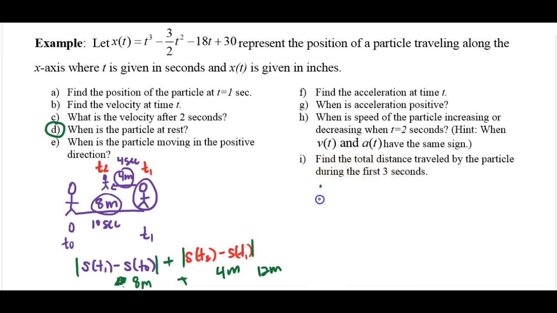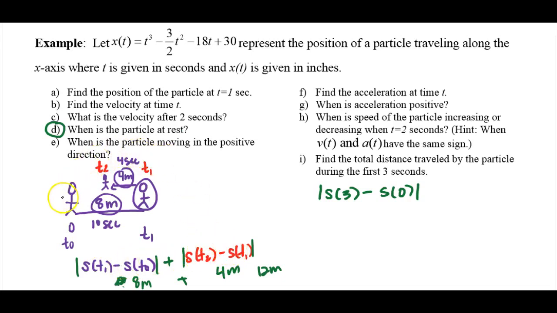So in order to calculate the distance, what I would need to do is just find the position at 3 seconds, so what's s of 3, and subtract the position at time 0. So where I ended up after 3 seconds minus where I started at time 0, and take the absolute value of those two positions, and that will tell me how far I traveled. But if I had stopped somewhere between 0 and 3 seconds, then I would have to break it up into more than one interval, because there would be different amounts traveled over different time frames.